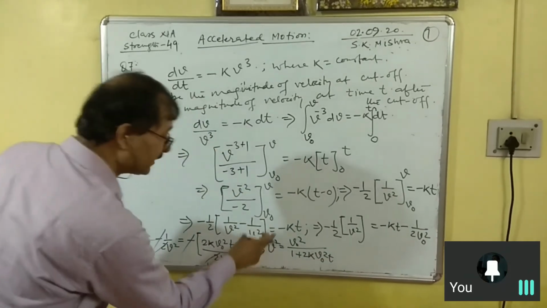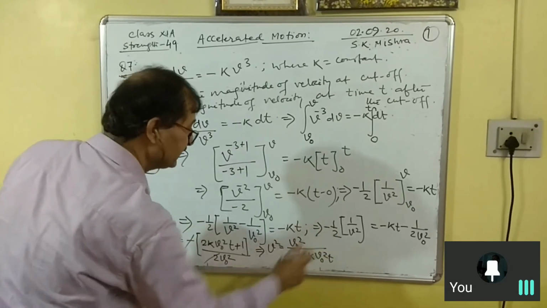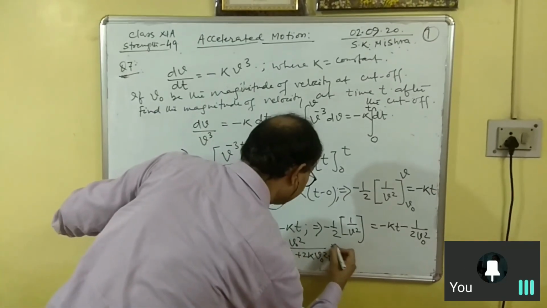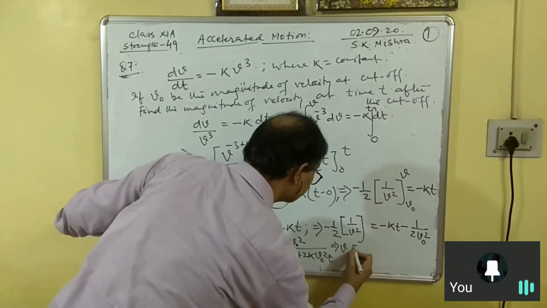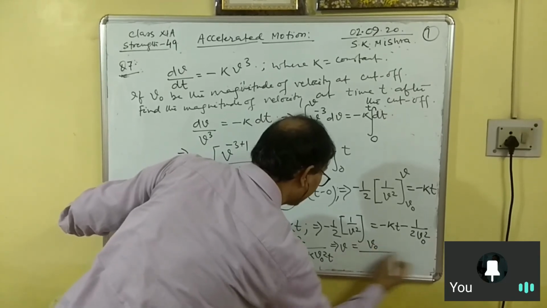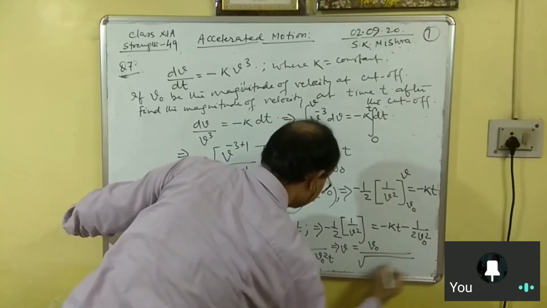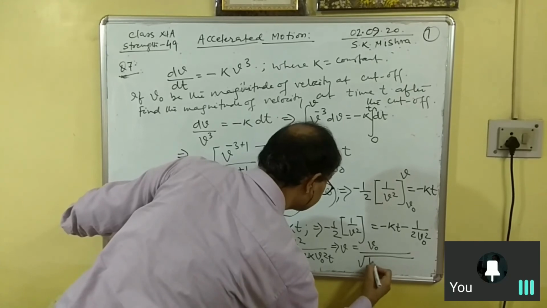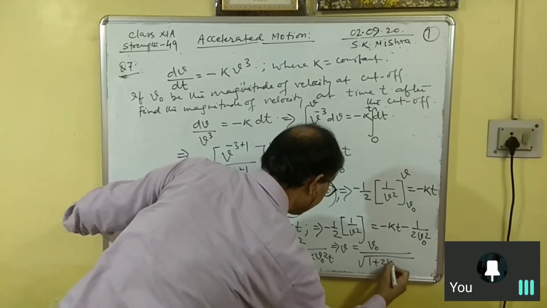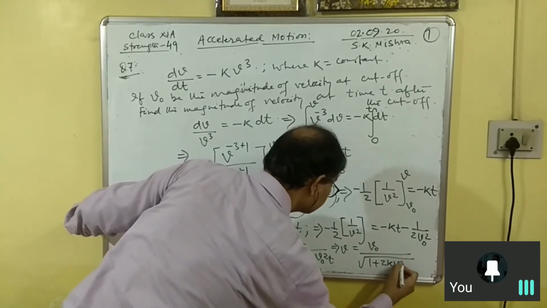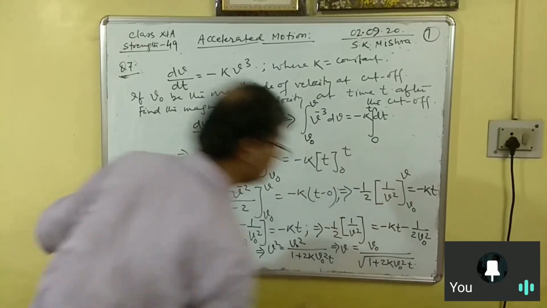And if you take v only, then you have to take the square root. So I am writing the final answer. v equals v naught divided by the square root of the denominator, 1 plus 2 k v naught square into t. Yeah?